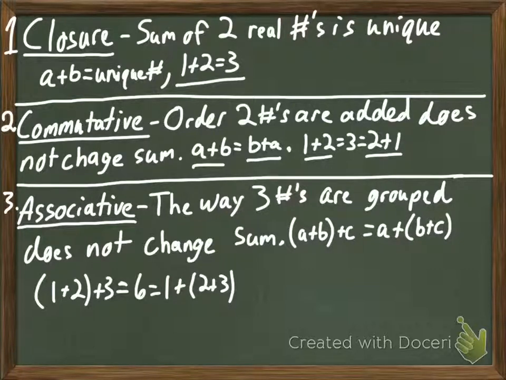The third property is the associative property. This says that the way 3 numbers are grouped does not change the sum. Meaning that if we have 3 numbers and we want to put a parentheses around 2 of them, it does not matter when we add. It won't change what's going on. And we see that here. We do (1 plus 2) plus 3, we get 6. But that's the same thing as 1 plus (2 plus 3). So grouping 3 numbers with addition does not change what they equal.